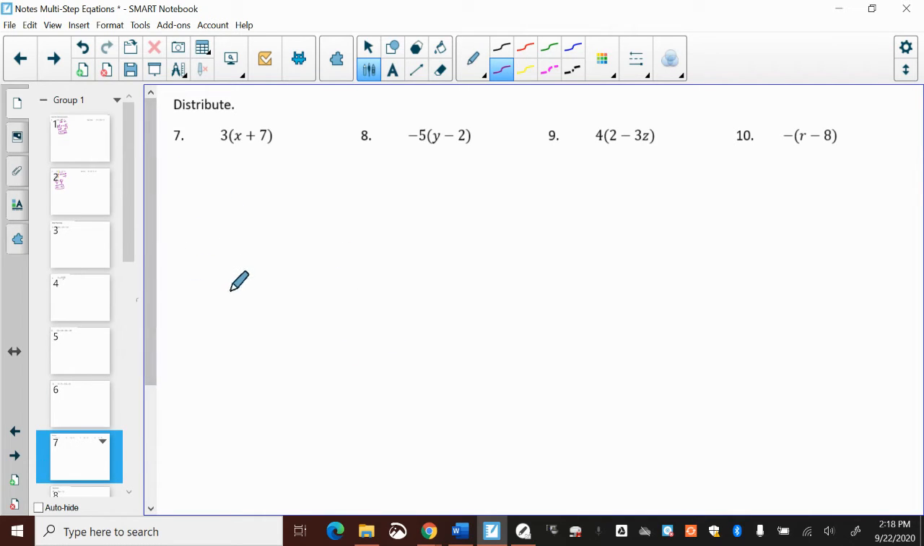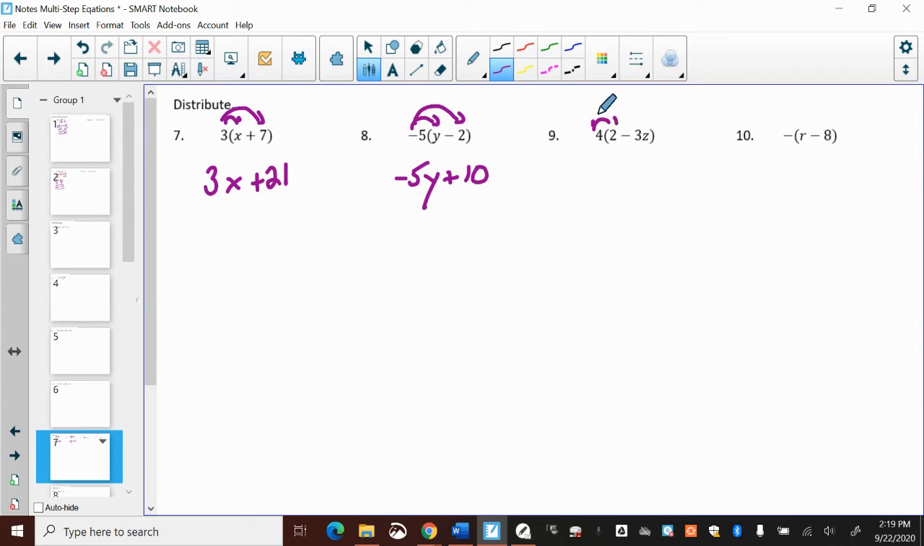Before we start doing equations with distributions, let's just go back and remember how to distribute. You want to take this outside number and multiply it to both terms inside. So 3 times x is 3x. 3 times 7 gets us 21. Moving on to number 8, we're going to take this negative 5. We're going to multiply it to both terms inside. Just be careful of your signs. A negative times a positive gets you a negative, so it's going to be minus 5y. And then a negative times a negative gets us a positive, and 5 times 2 is 10.